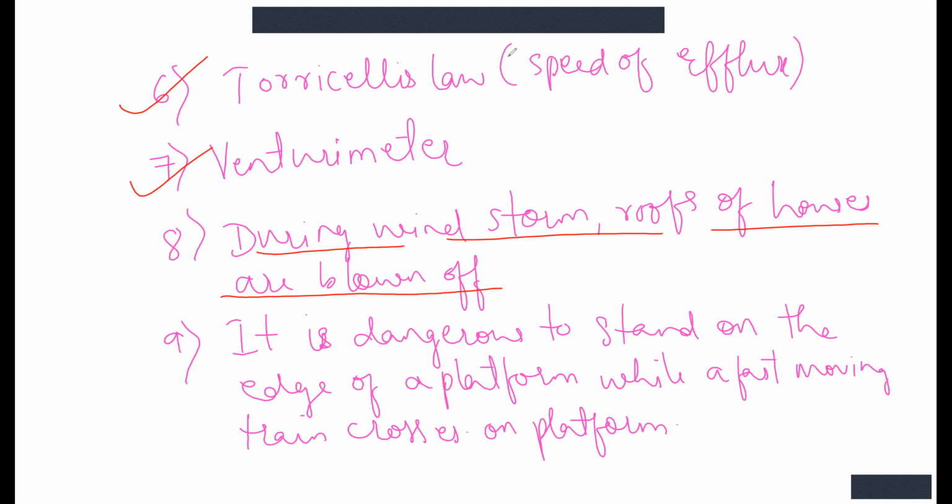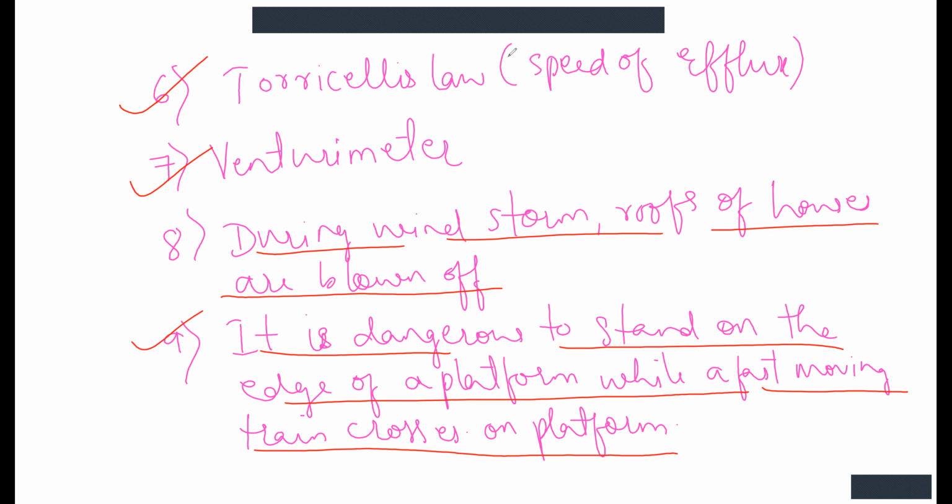And next application, that is, it is dangerous to stand on the edge of the platform while a fast moving train crosses the platform. Let us see why it is dangerous. When a fast moving train crosses, a person standing near the railway track tends to fall towards the train.